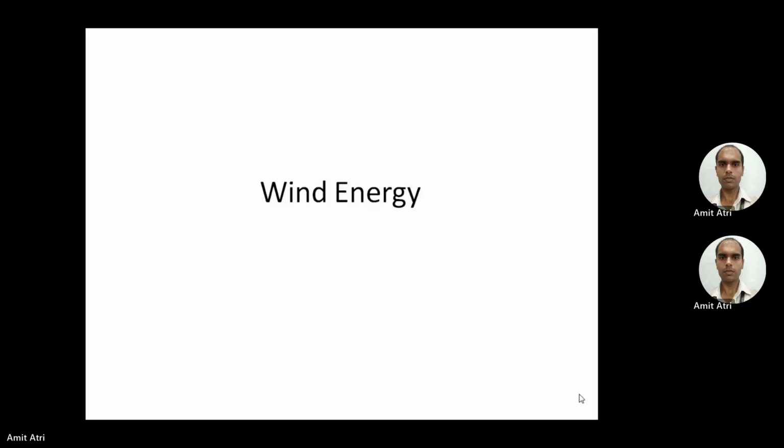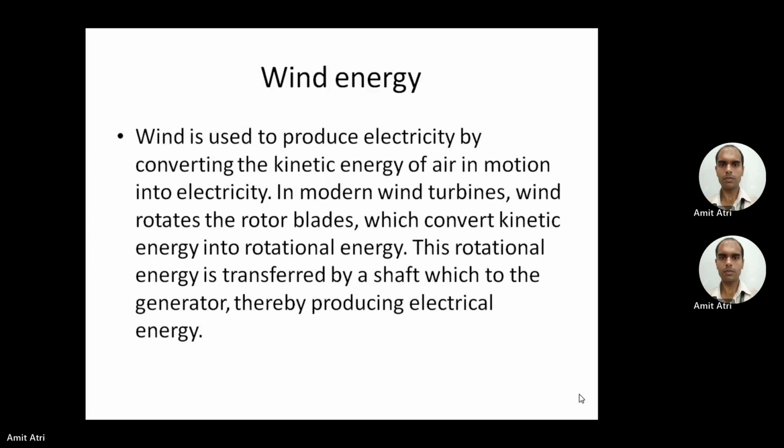Okay. Today we will discuss wind energy and how we can obtain electricity from it. Wind energy is used to produce electricity by converting the kinetic energy of air in motion. That kinetic energy being converted into electricity means we need wind. So air in motion is wind, and that energy is converted into electrical energy.